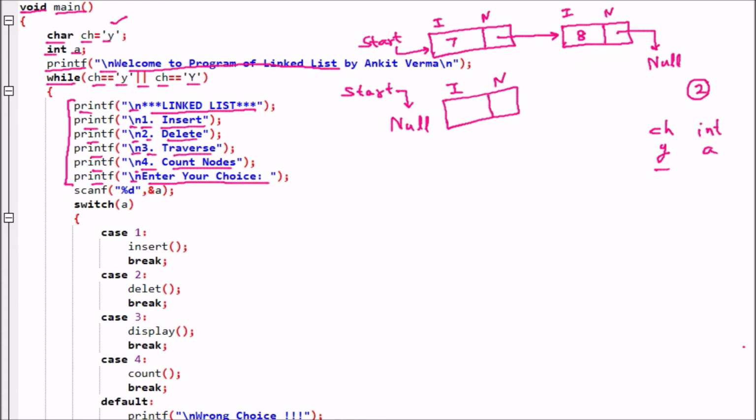Enter choice. So we ask the user for a choice. Now the user may enter 1, 2, 3, 4 or any other choice. That choice we take into variable a. Scanf means taking from the user. Let us suppose the user enters choice 1. What will happen? Switch a will go to case 1 and the insert function will be called, break. If the user presses 2, then the delete function will be called, and break. If the user presses 3, then case 3 will run and the display function will be called. If the user presses 4, then the count function will be called, break. If the user presses any other number except 1, 2, 3, 4, then default will be called and it will give you the wrong choice. So this is how the program is going to work.